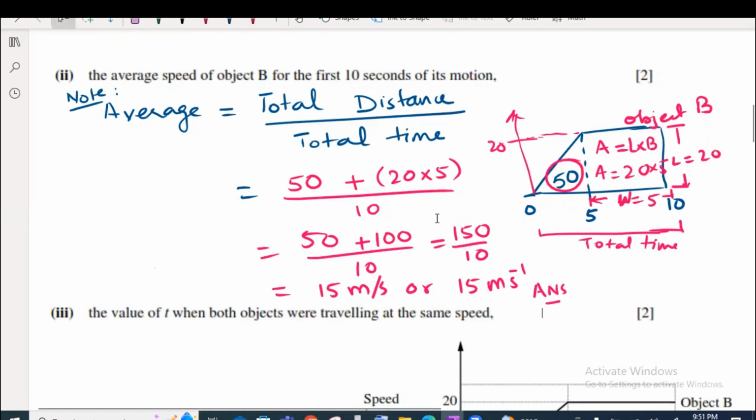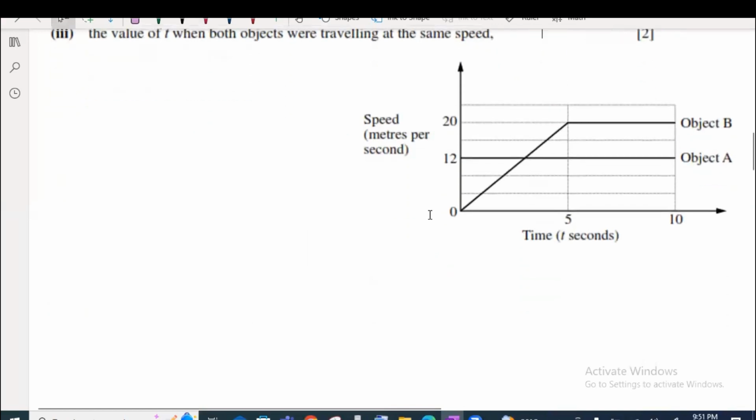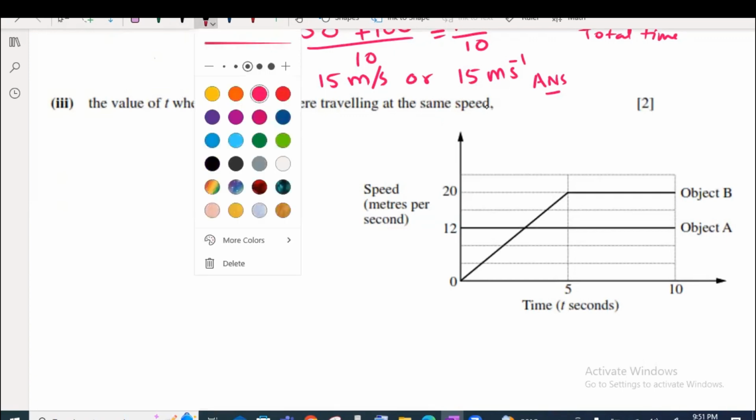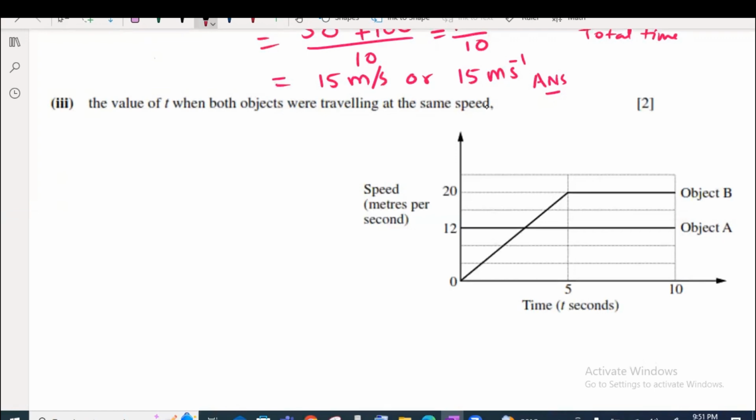Now move on to part number 3. Part 3 is to find the value of t when both objects were traveling at the same speed. Look at the diagram. This is the point of intersection of objects B and A, and this is the point where both objects are traveling at the same speed. At this point, we have to find the time.